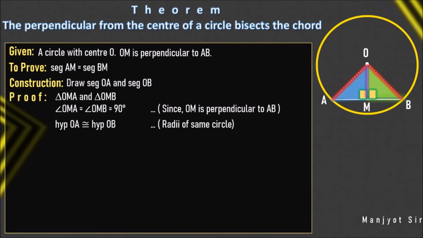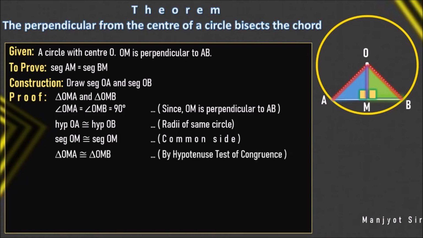If you observe, OM belongs to both triangles. That means you can say OM is congruent to OM, reason will be common side. Now we got our three elements. Now you can say these two triangles are congruent by hypotenuse side test of congruency.